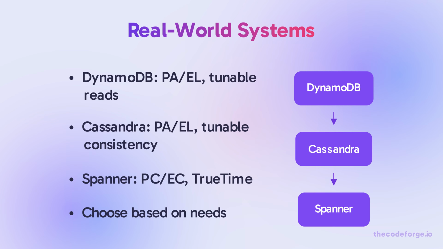DynamoDB is PA/EL by default, with strongly consistent reads costing double. Cassandra is also PA/EL, but with more tuning knobs. Spanner is PC/EC, using TrueTime for global consistency at a cost.